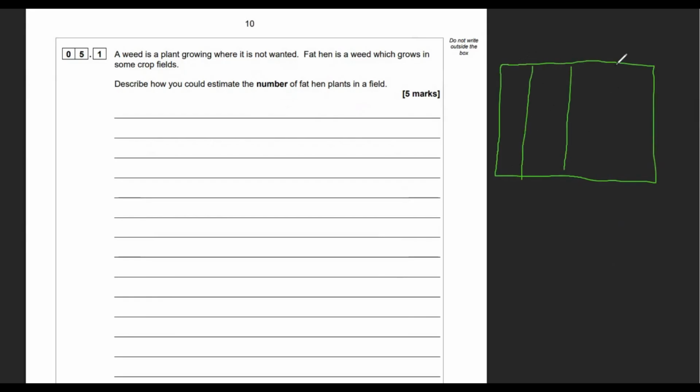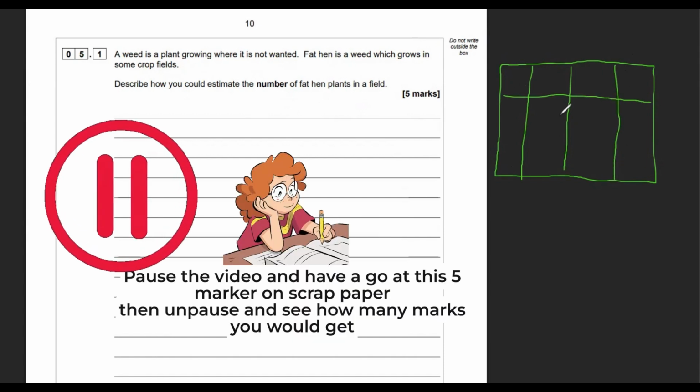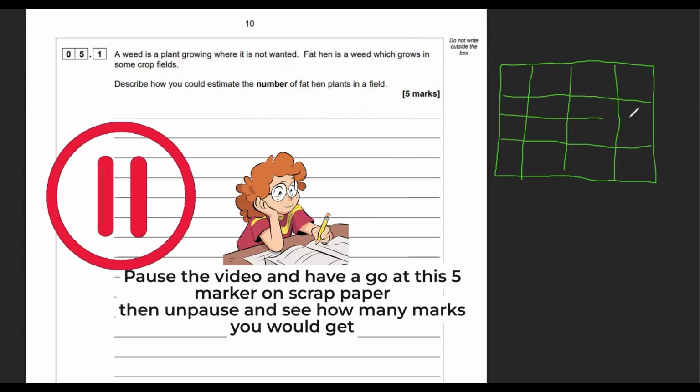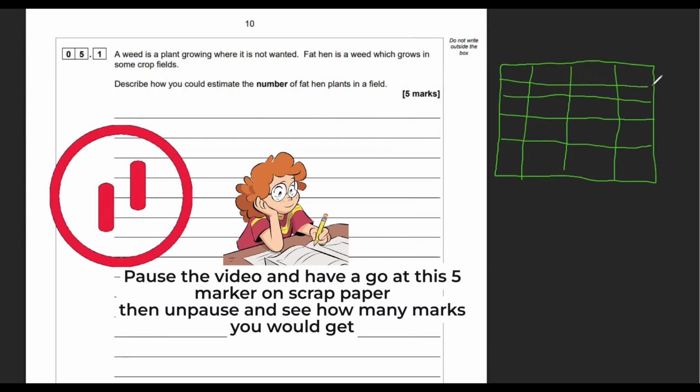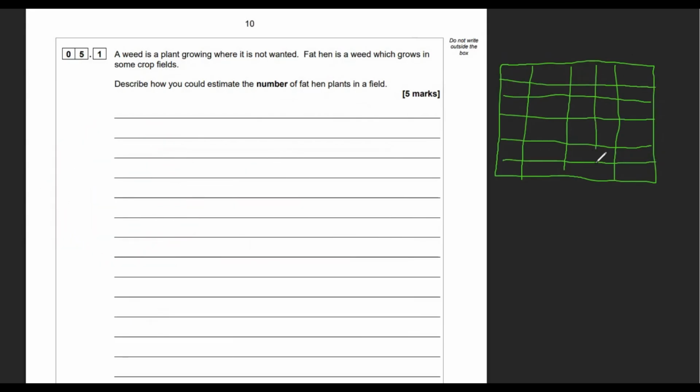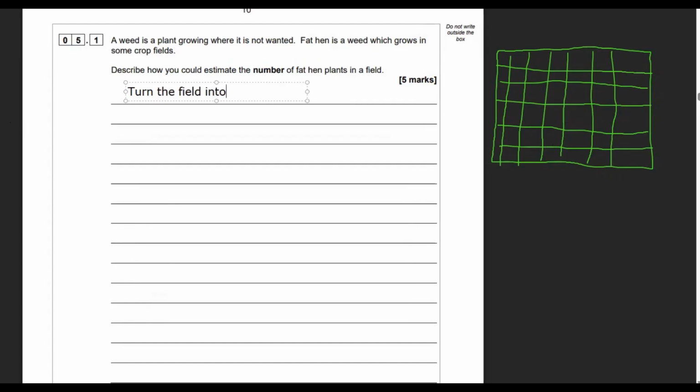All right, guys, hit pause on the video. Let's go. Okay, so what are we going to do? Well, first things first, why do we sample? You might be asked why we sample, and that's not the question here. But if you're asked, it's to save time. There might be thousands of fat hen plants growing in that field. You can't possibly have the time to count all of them.